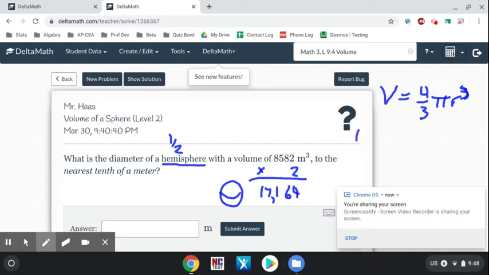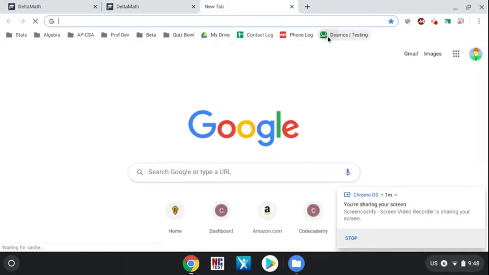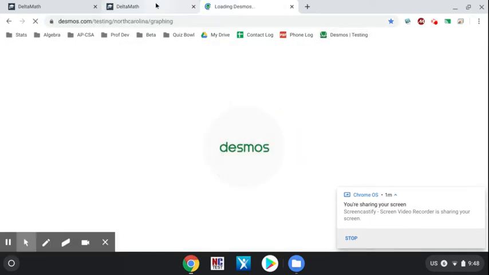So I'm going to set my volume equal to 17,164 since this formula is for the entire sphere instead of just half of it. And then I'm going to have 4/3 pi r cubed. My next thing I'm going to need to do is solve for r, my radius. Now, I could solve for r using DeltaMath, but I'm going to show you another trick I can do.